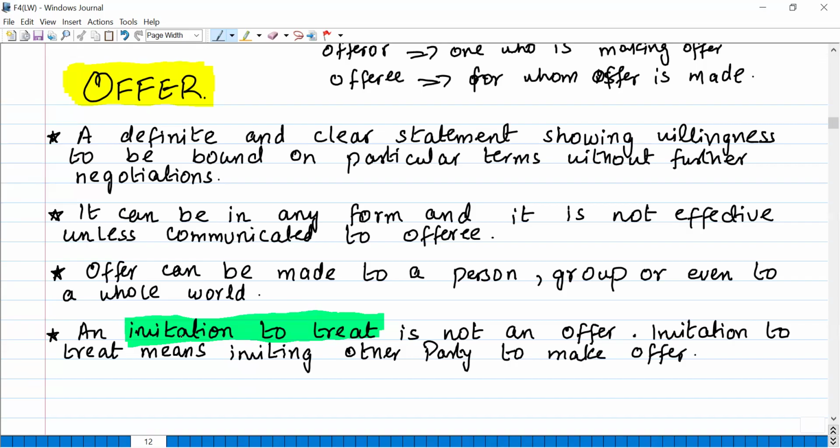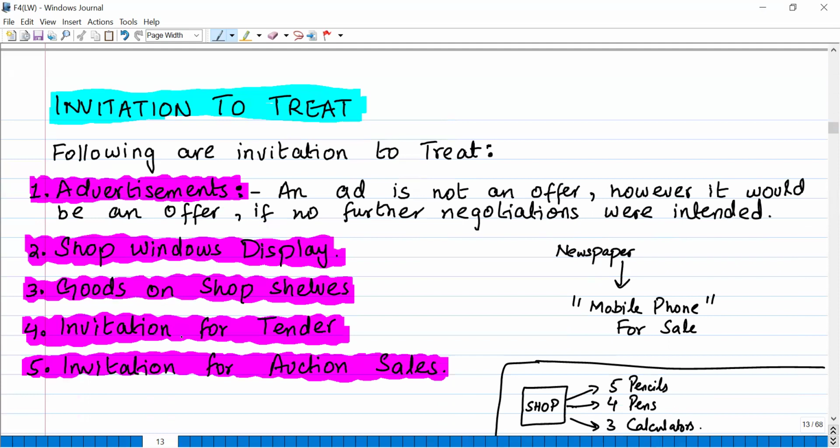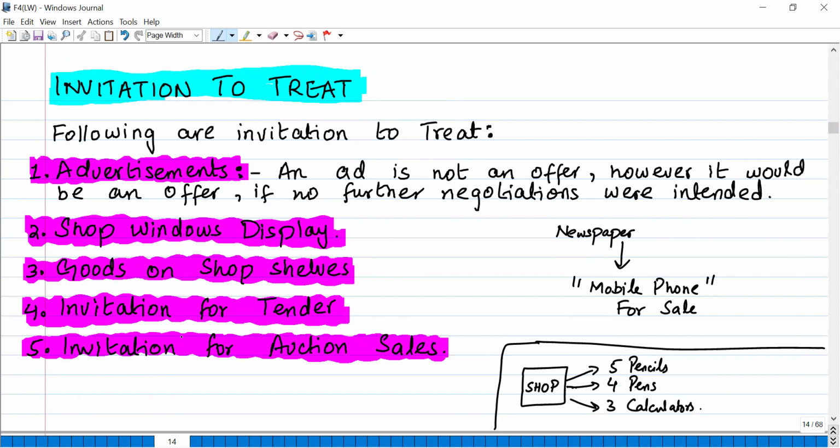Okay, now which things count as an invitation to treat? Following are invitation to treat. Advertisements. The general rule is that advertisements are invitation to treat, they are not offers. Okay, advertisements are invitation to treat, they are not offers. But an ad is not an offer. However, it would be an offer if no further negotiations were intended.